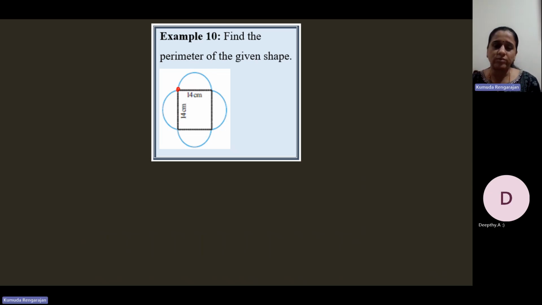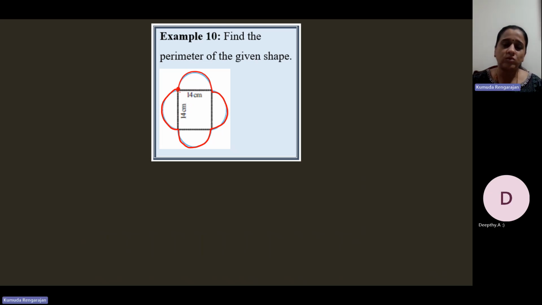Okay, choose any point on the boundary. So I have chosen this point on the boundary. Now I'm traveling along the boundary. I'm not entering the figure. I'm traveling along the boundary, and I come back to the starting point. So now I have traced the boundary or the perimeter of the shape.